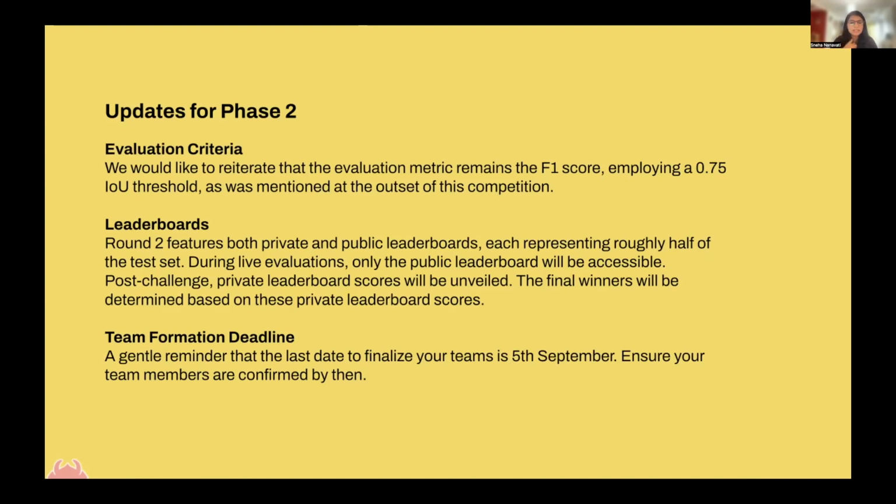There were some queries regarding the team formation deadline. Some of you were not able to create a new team, so the team freeze deadline has been pushed to 5th of September. Please make sure that if you want other participants to join your team, or if you want to create a new team, it's all done by 5th. You won't be able to create a new team or change your team after that.